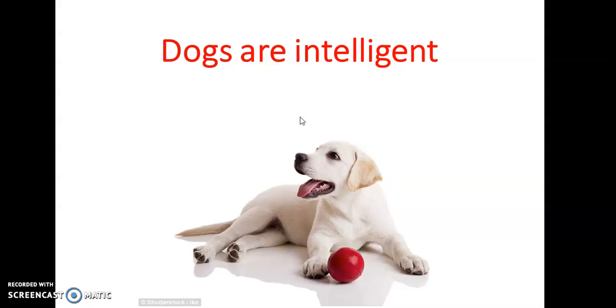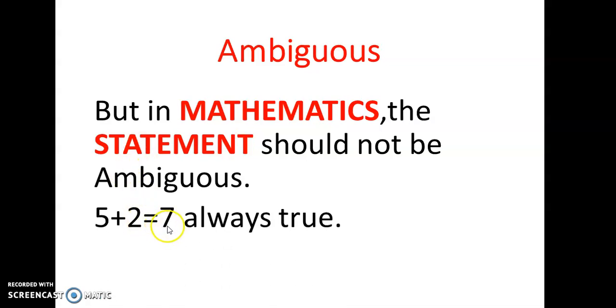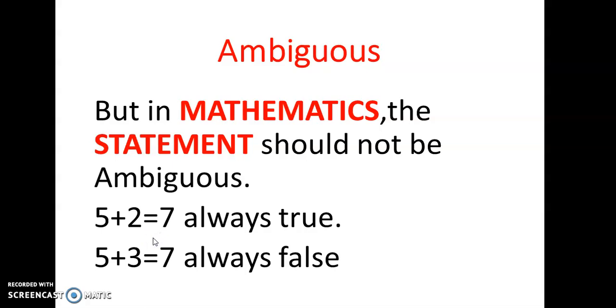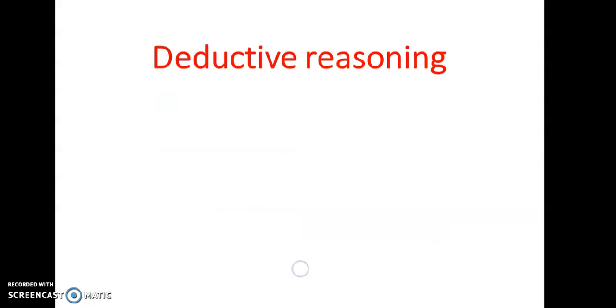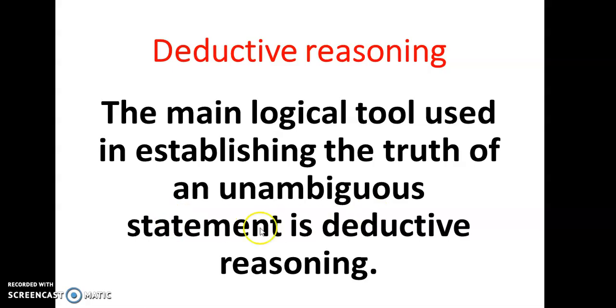I hope you understood now. But in mathematics, the statement should not be ambiguous. You know that 5 plus 2 is equal to 7. This is always true. Or otherwise, 5 plus 3 is equal to 7. This is always false. So in mathematics, there are only unambiguous statements.